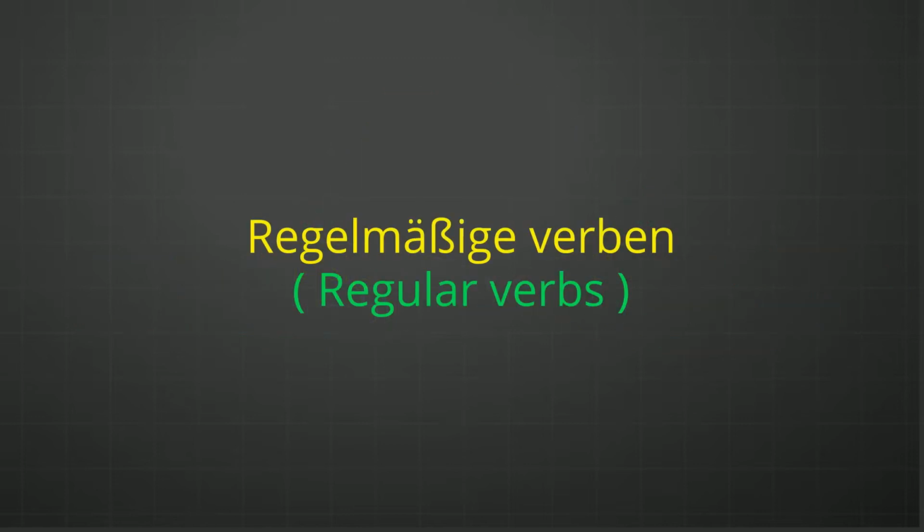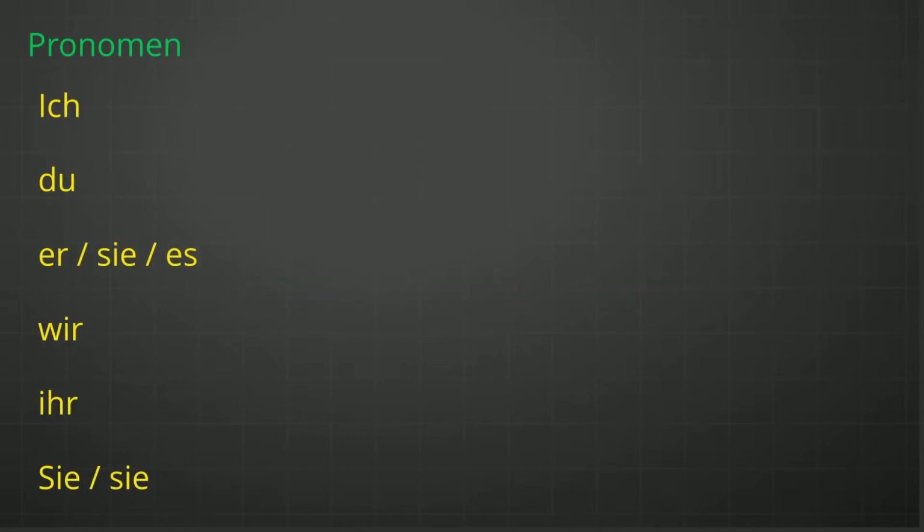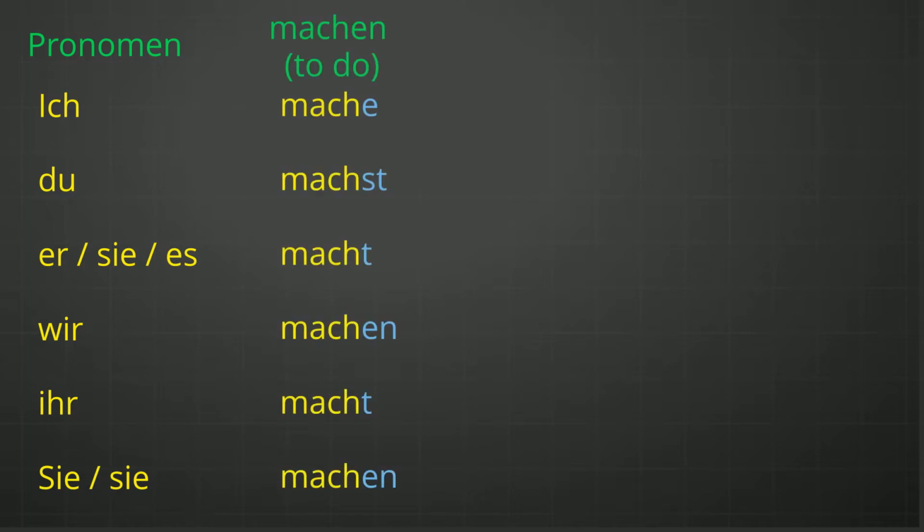Now we will learn regelmäßige Verben, that is regular verbs. Possible endings for regular verbs are en, eln, ern. Now let's see a few examples. We write verb conjugations according to the subject. The subject can be a noun or pronoun. The first verb is machen. Here are the conjugations.